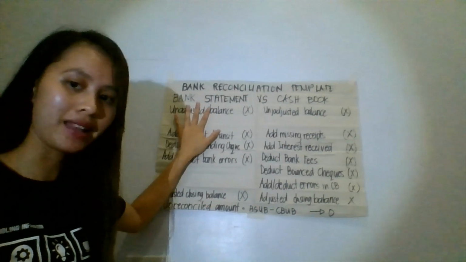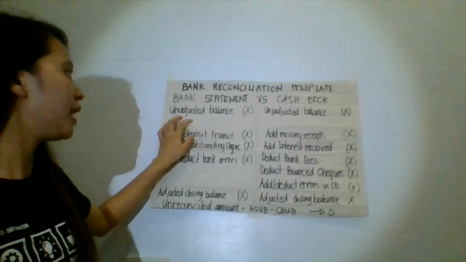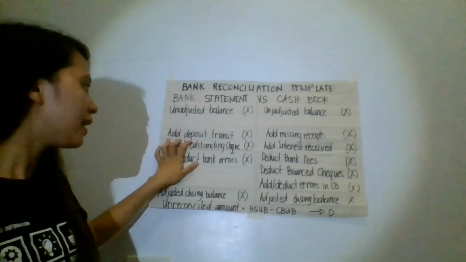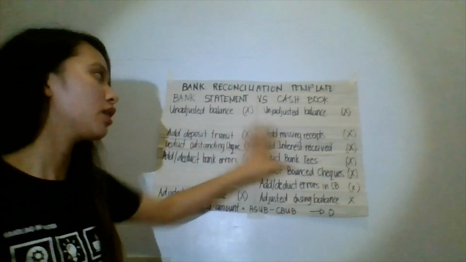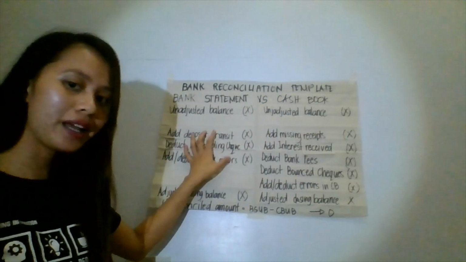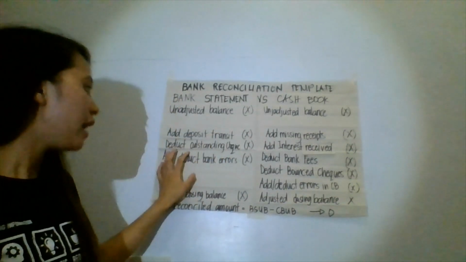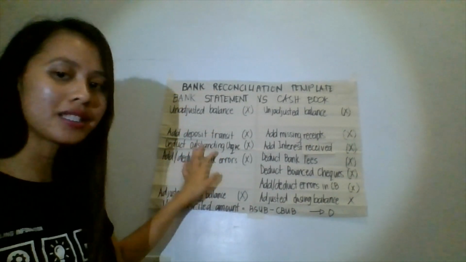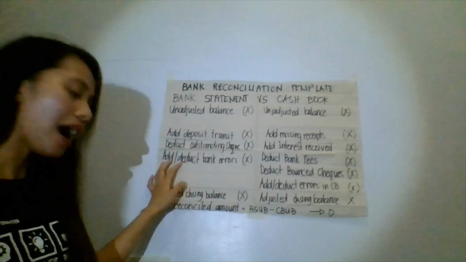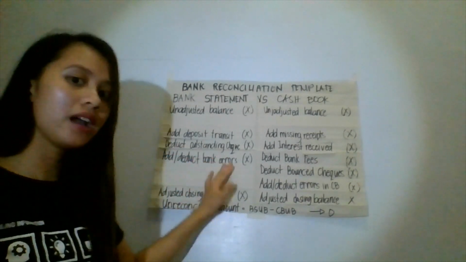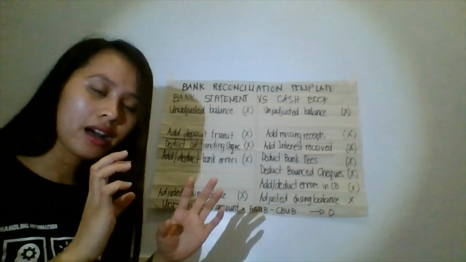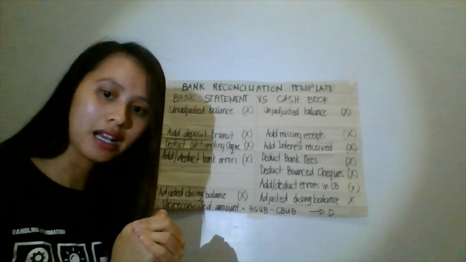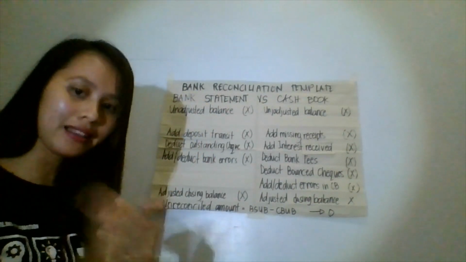For example, we have here: add the deposit in transit that is recorded in the cash book but not recorded in the bank statement, deduct the outstanding checks, and add or deduct the bank errors, because it depends upon the errors that have been made. It could be deducted or added.